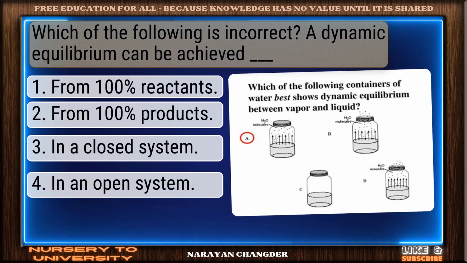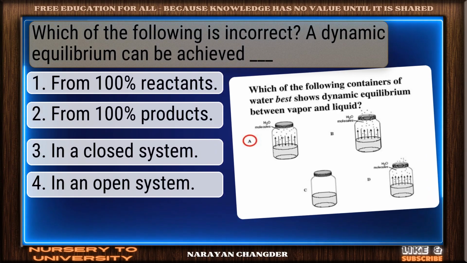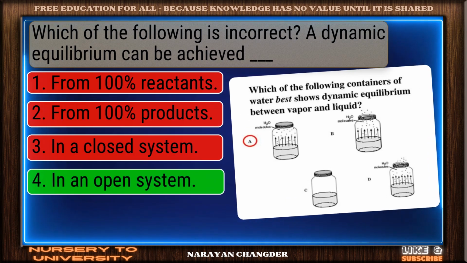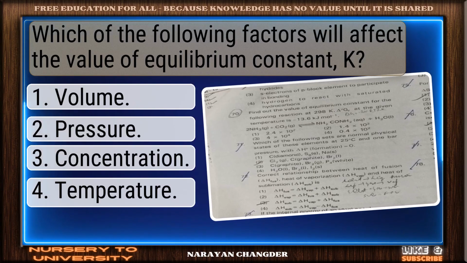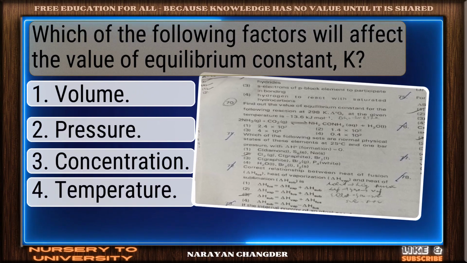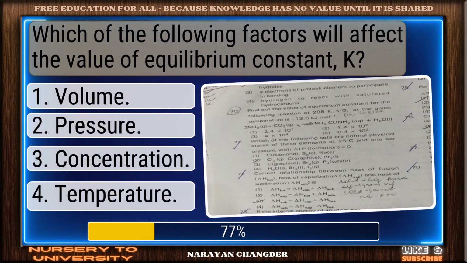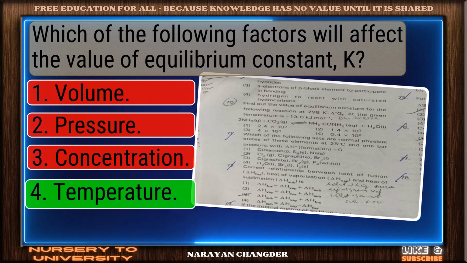Which of the following is incorrect? A dynamic equilibrium can be achieved dash. Smart pick. In an open system is the correct choice. Which of the following factors will affect the value of the equilibrium constant? Key. Great thinking. Temperature is the right choice.